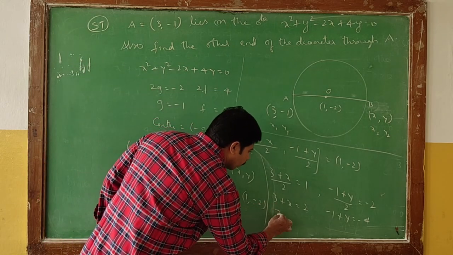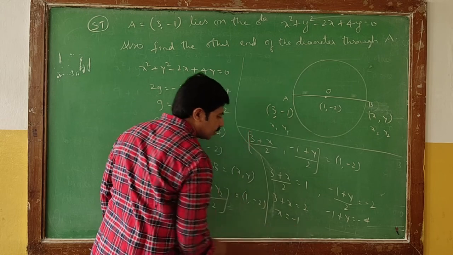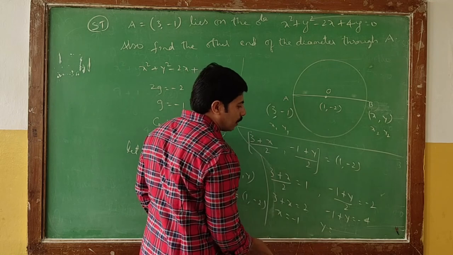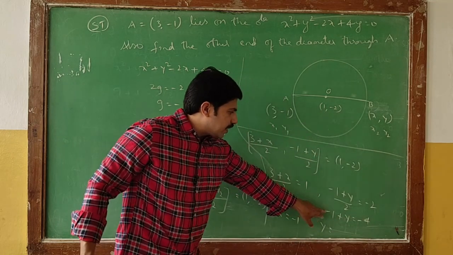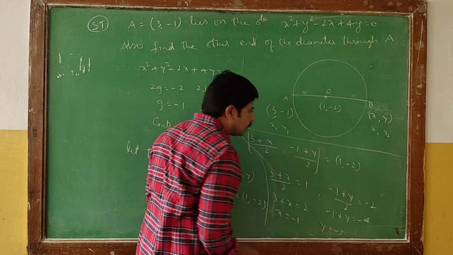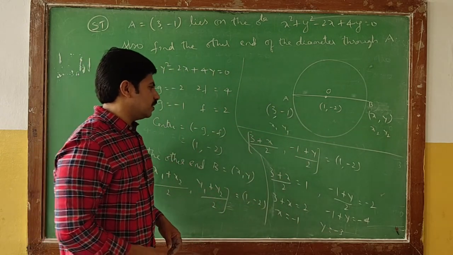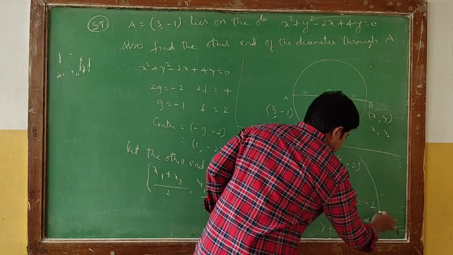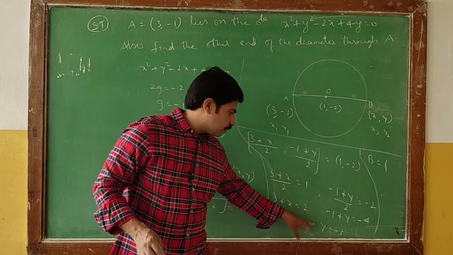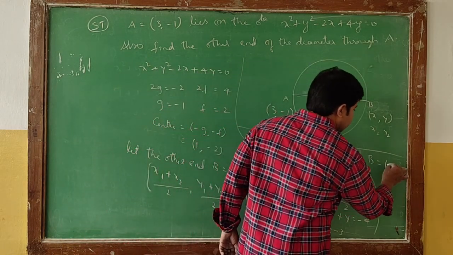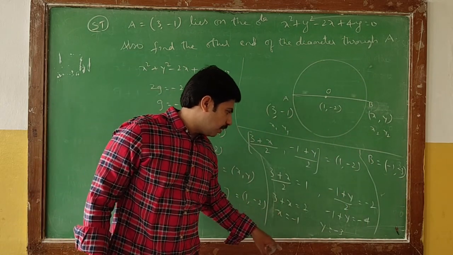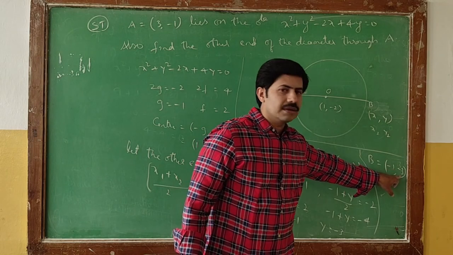So what is x equal to? It is 2 minus 3, which is minus 1. And what is y equal to? Minus 4 plus 1. This minus 1 will transpose to the other side, so minus 4 plus 1 will be minus 3. After this, you should write the last step. Therefore, what is point B? What is the other end we get? Minus 1 comma minus 3. This is compulsory to write. So the other end, which is x comma y, is (-1, -3).